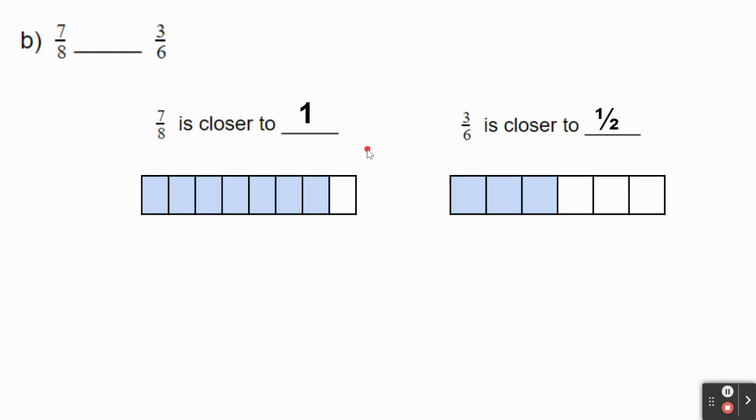If we compare our benchmark fractions 1 and 1/2, we know that 1 is much bigger. So that means 7/8 is going to be the bigger fraction. So 7/8 is more than 3/6. In our sentence up here, we can use the symbol greater than, meaning that our symbol is opening up to eat the bigger fraction. 7/8 is greater than 3/6.